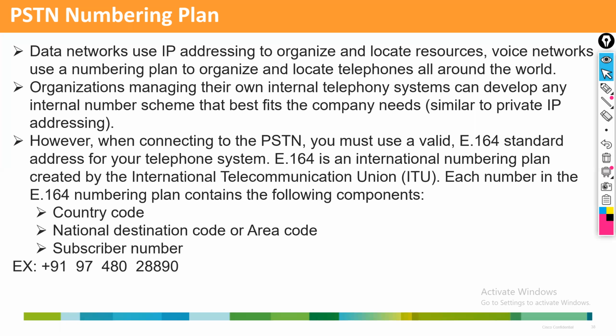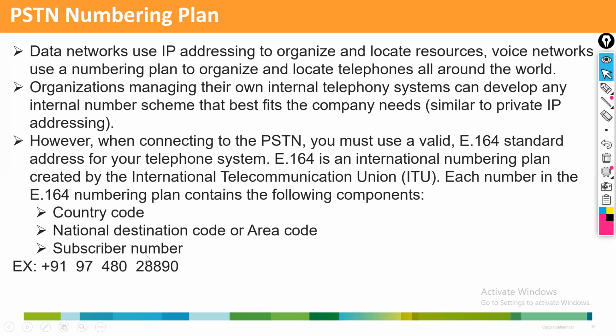97. Next 3 digits, 480. It describes who is the provider. We have Airtel here, BSNL, Jio. There are many others. So it will be describing who is your provider, 480. This is the Idea Karnataka. Okay. Next 288890. That's the subscriber number.